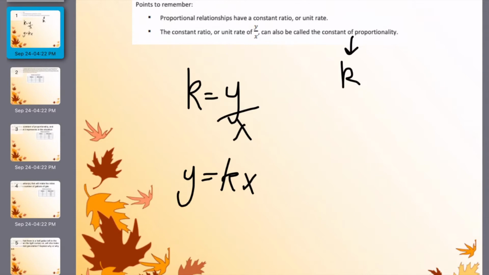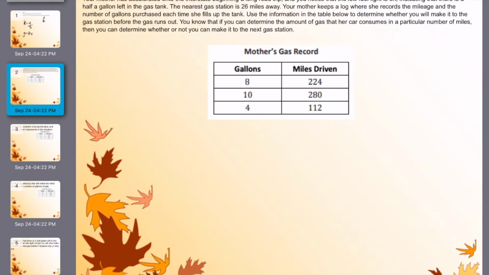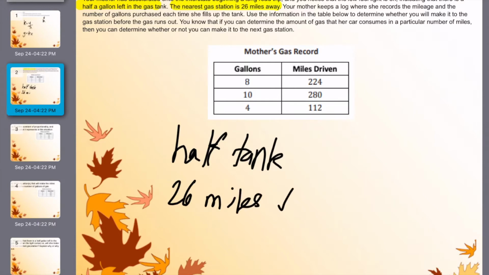So our first problem, which might be a little bit cut off for some, but I will make sure to read it for everybody. Your mother has accelerated onto the interstate beginning a long road trip, and you notice that the low fuel light is on, indicating that there's a half of a gallon left in the gas tank. So I'm going to highlight that: there is a half gallon left in the gas tank. The nearest gas station is 26 miles away. So that's important to know. So half a tank, 26 miles to go.